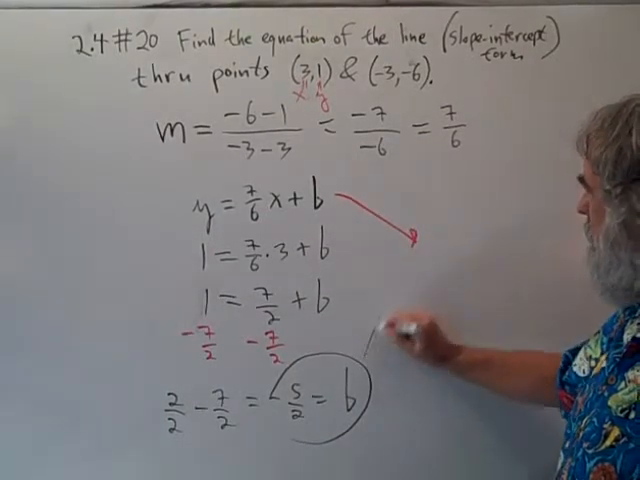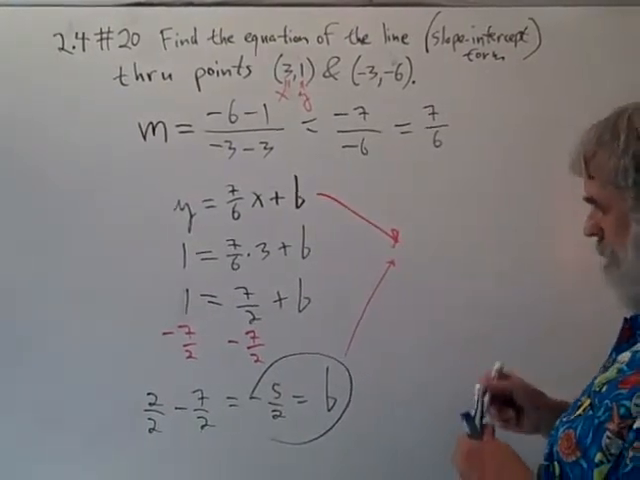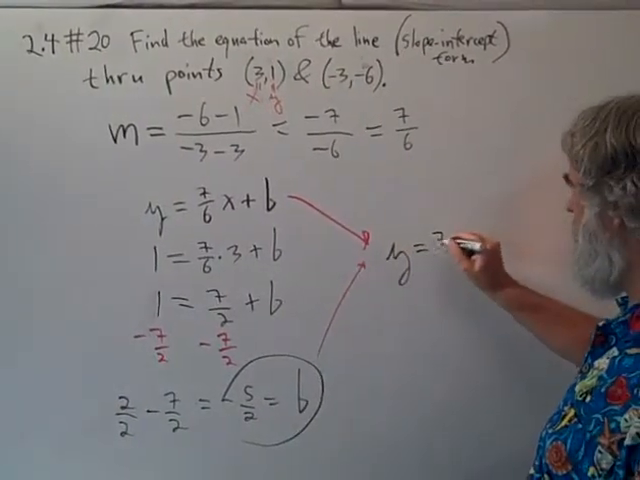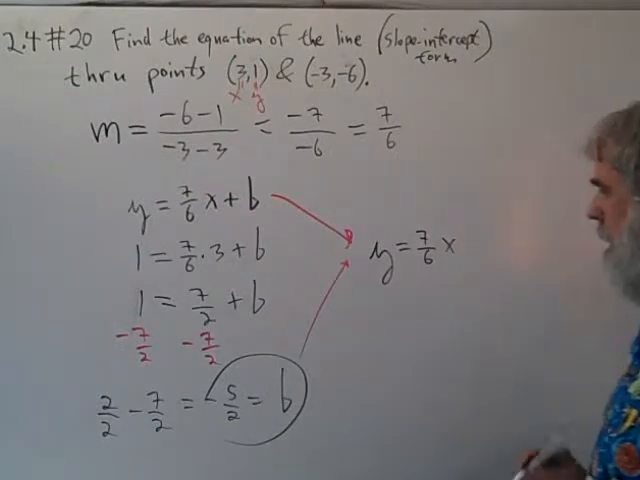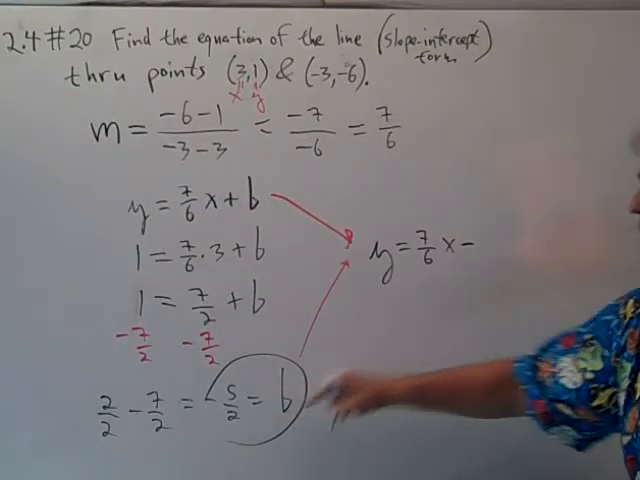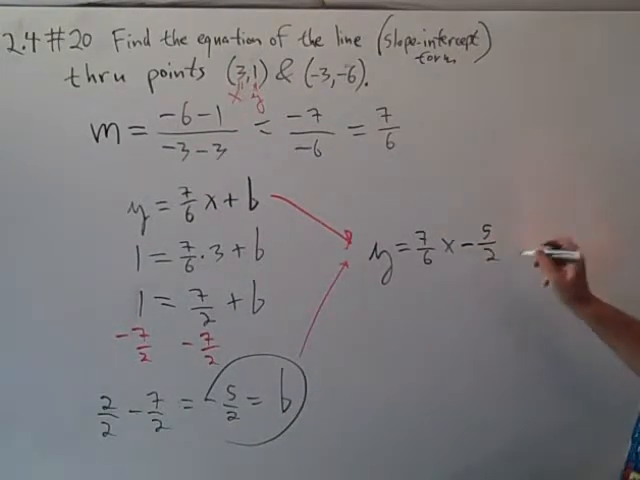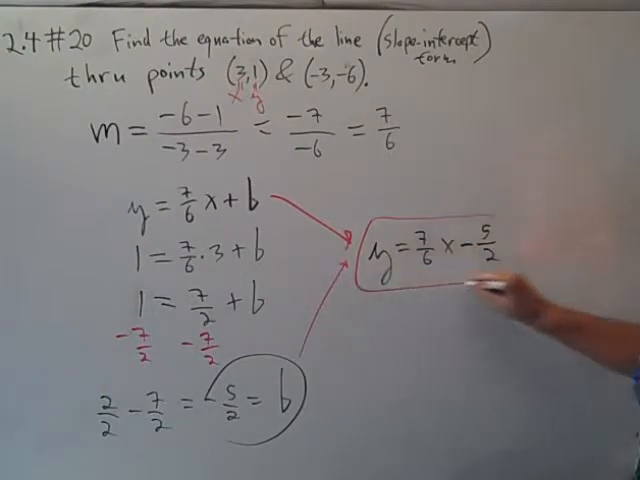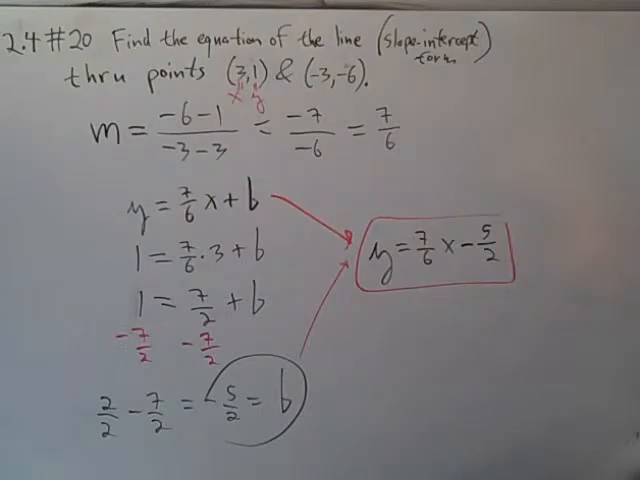Putting this information together, we know that our line is y equals 7/6 times x minus the b term, 5/2. There's our line that has a slope of 7/6 and a y-intercept at negative 5/2.